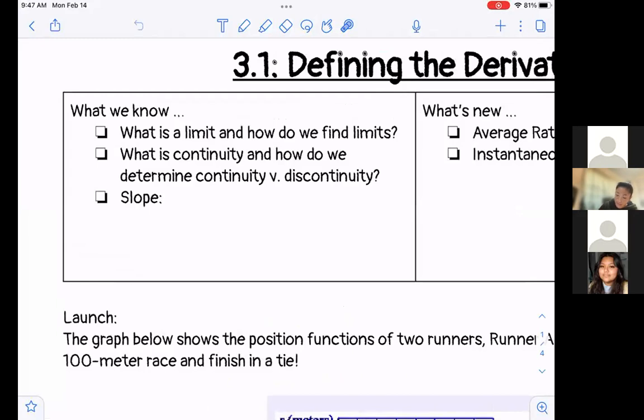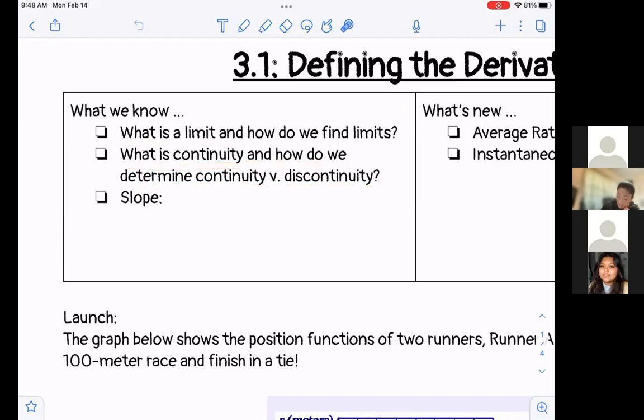But as we begin our journey into this next chapter, we want to think about what we know. One of the really important things from the last 2 weeks is what is a limit and how do we find limits? We've talked about a lot of different ways to find limits. I've intentionally left them out here because I want us to think as we're studying, what are those different ways? How do I know when I'm being asked to do that particular method? The second thing, what is continuity and how do we determine continuity versus discontinuity?